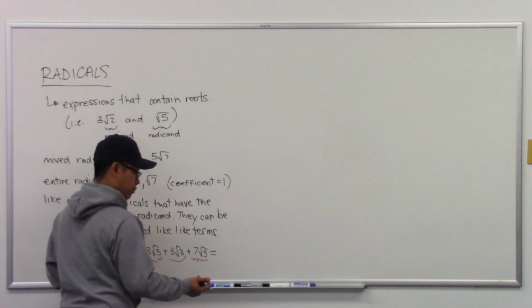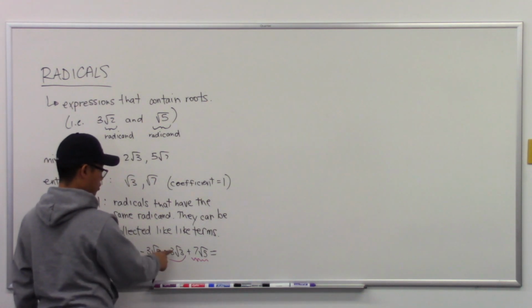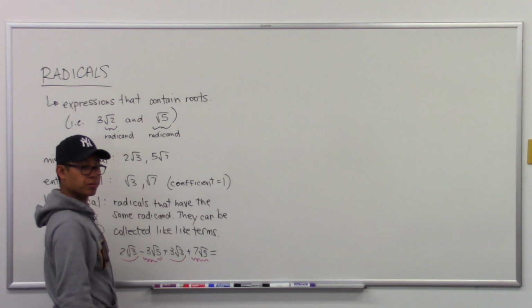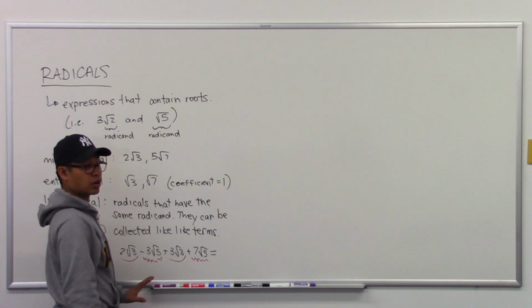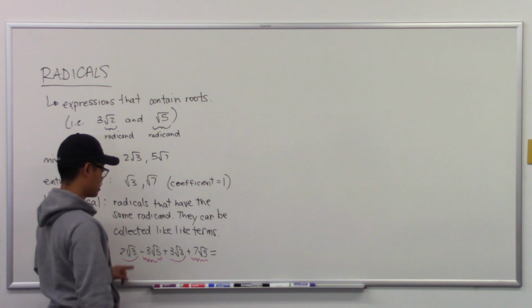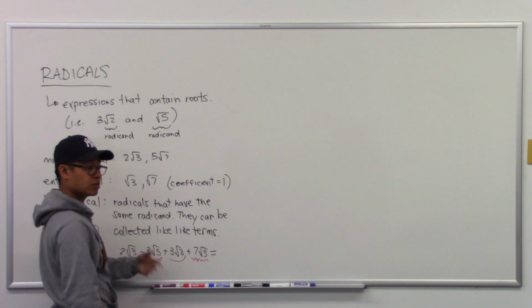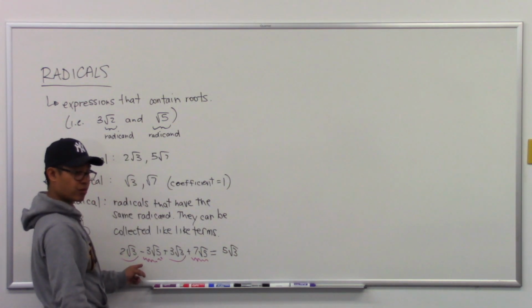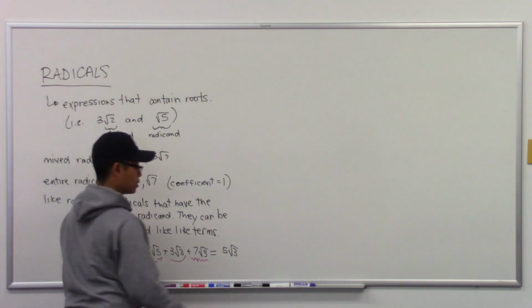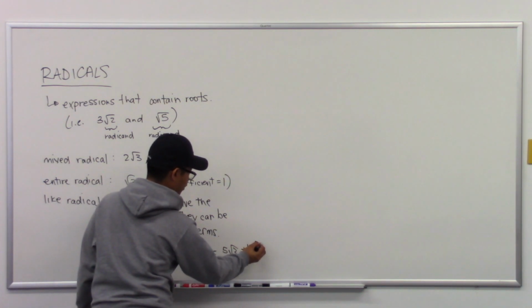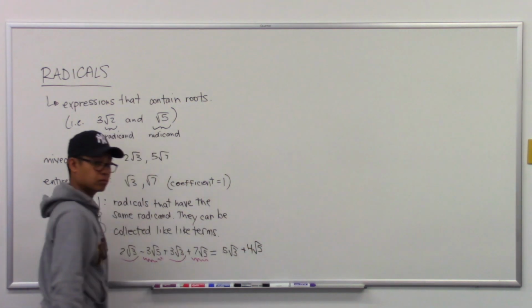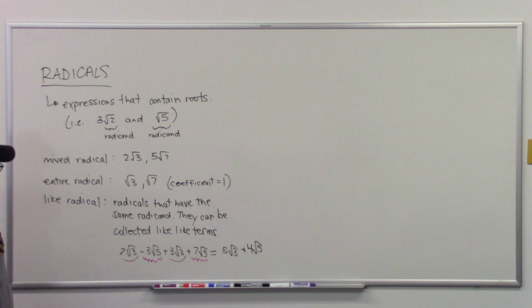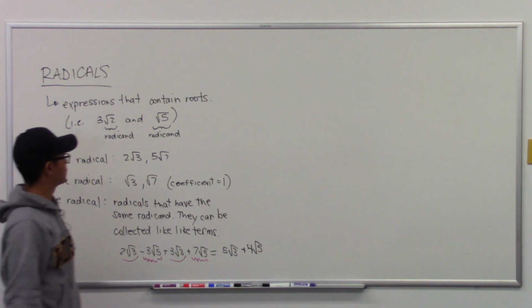It's going to be 2 root 3 plus 3 root 3. Not over, just root 3. Yeah, it's like 2a plus 3a, 5a, so this makes 5 root 3. And negative 3 root 5 plus 7 root 5 is 4 root 5. Okay.